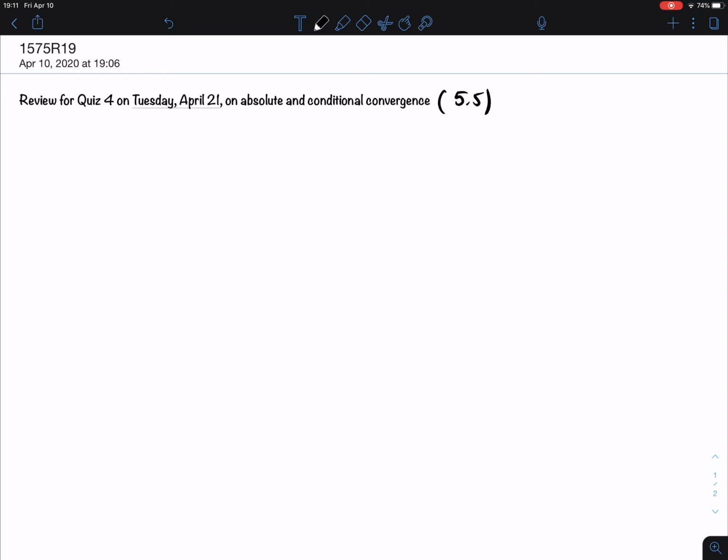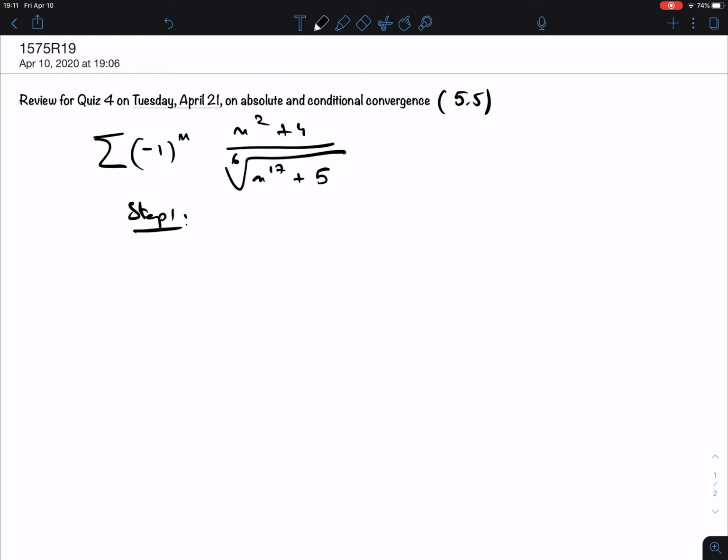The first one is this one: minus 1 to the n, times n squared plus 4 over the 6th root of n to the power 17. Just to give you a little bit of ugly numbers. So, step 1, alternating series test, because it is an alternating series.